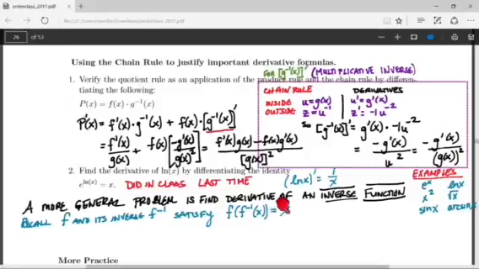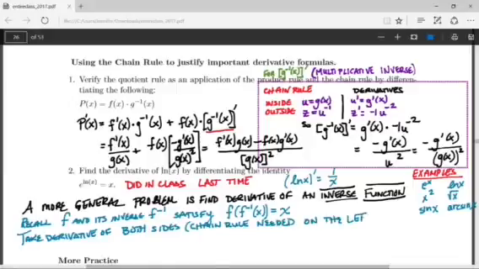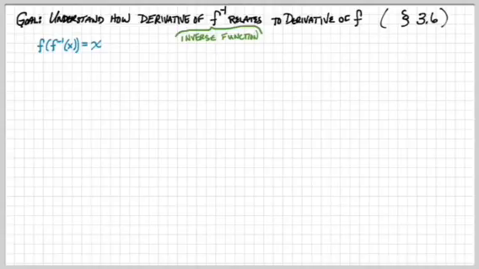So starting with this identity of functional inverses, we can differentiate both sides and find how the derivative of f inverse relates to the derivative of f. And that's what we're going to do. All right. This is section 3.6 actually. So let's take the derivative of f composed with f inverse of x.